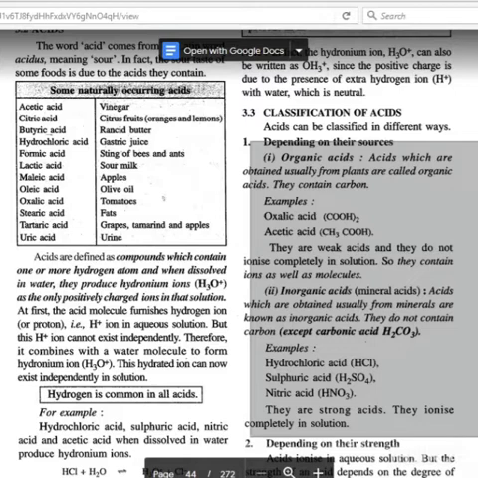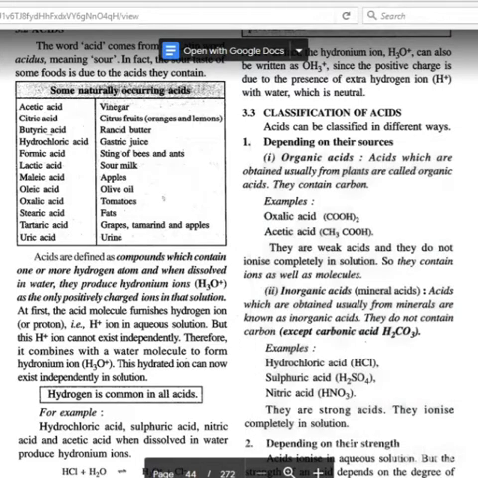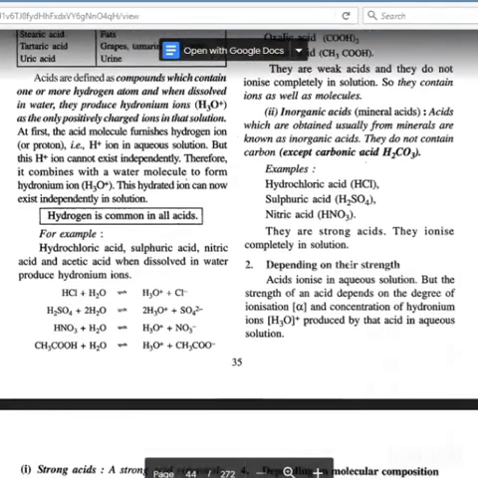Inorganic acids are mostly coming from the minerals. Examples are hydrochloric acid, sulfuric acid, nitric acid, and they are strong acids and they ionize completely in the solution. For the second part, the classification is based on their strength.